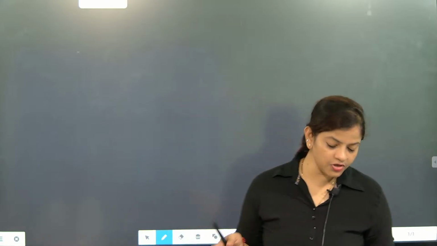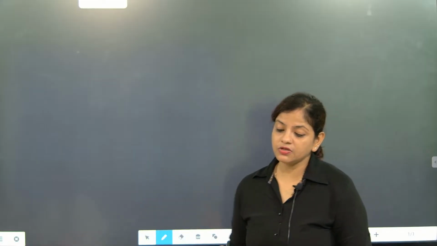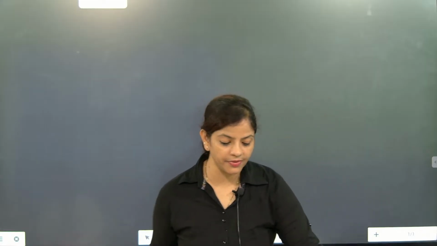Now look here, beta. We will go for property number 8. Now just start property number 8. What is property number 8? First, understand it. And based on this property, which type of questions are coming, that is also important.